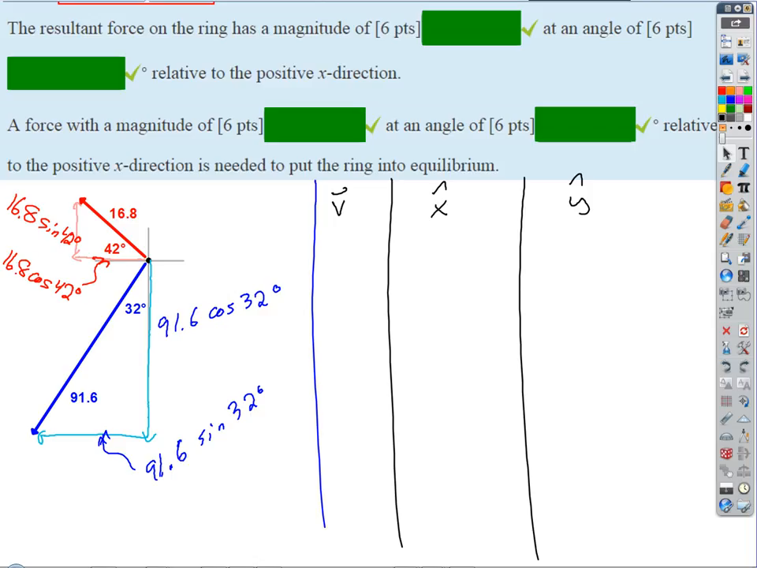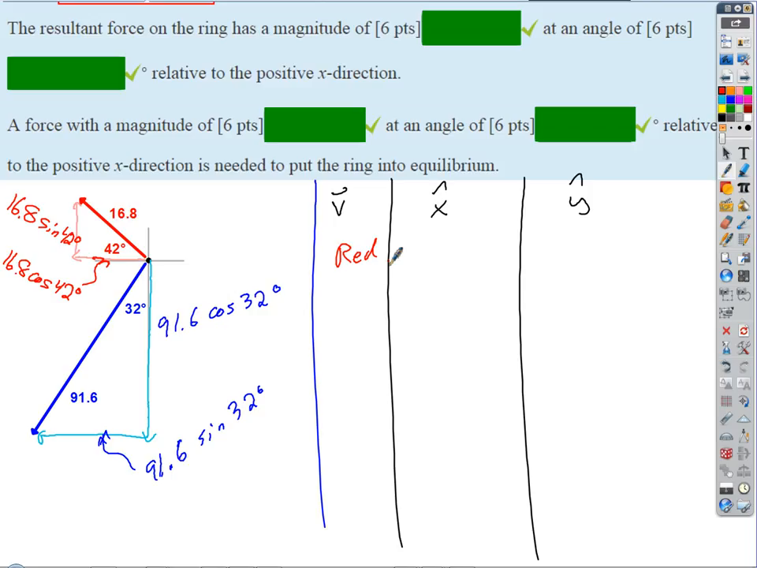Okay, so then how about the blue vector? We'll just call that vector B. Actually, let's do the red one first. So the red vector we'll just call red.